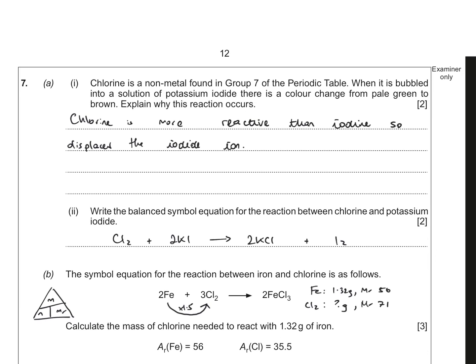Chlorine is a non-metal found in group 7 of the periodic table. When it is bubbled into a solution of potassium iodide, there is a colour change from pale green to brown. Explain why this reaction occurs. Now remember, chlorine is more reactive than iodide, so it wants to steal that potassium. So first mark, chlorine is more reactive than iodine.